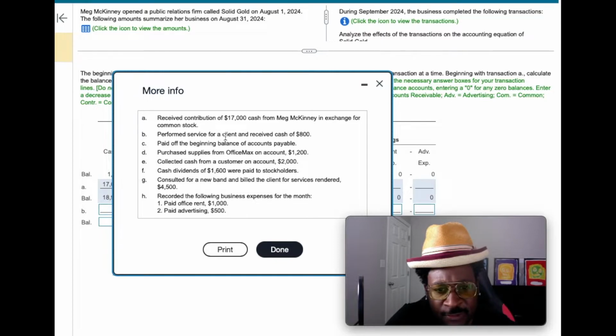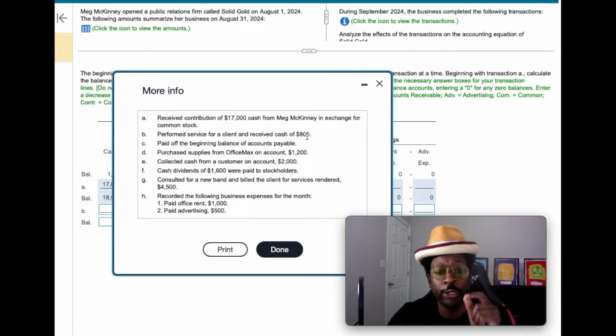Perform services for a client and received $800. What are the keywords? Perform service, receive cash. Based on those two keywords, perform service, remember, gang, anytime a company is providing a service or selling a product, revenue is generated. Thus, increasing our stockholders' equity section.